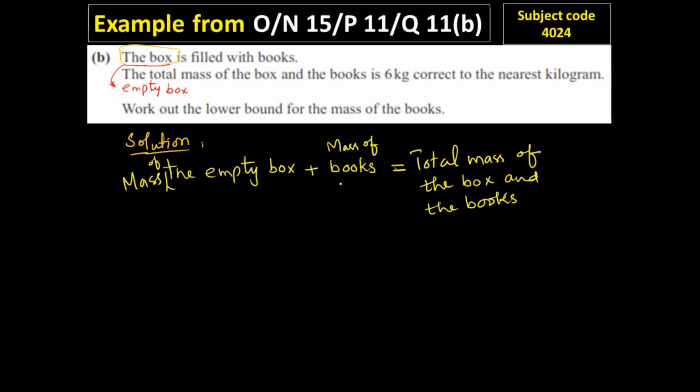So we can say the total mass of the box and the books will be the mass of the empty box plus the mass of books. And in this question, we have to find the lower bound for the mass of the books. This is an indirect approach. So you have to make the mass of books the subject.